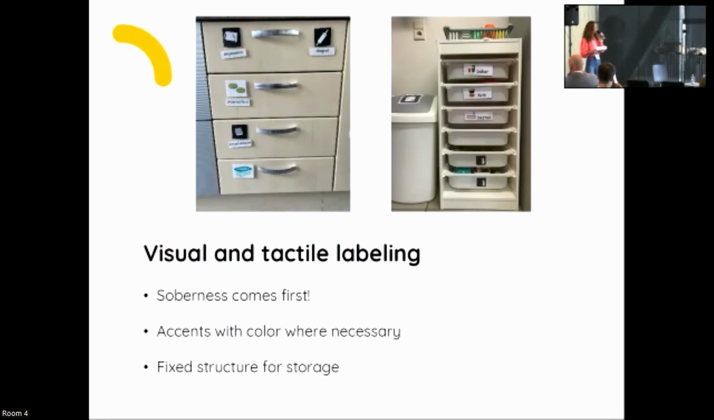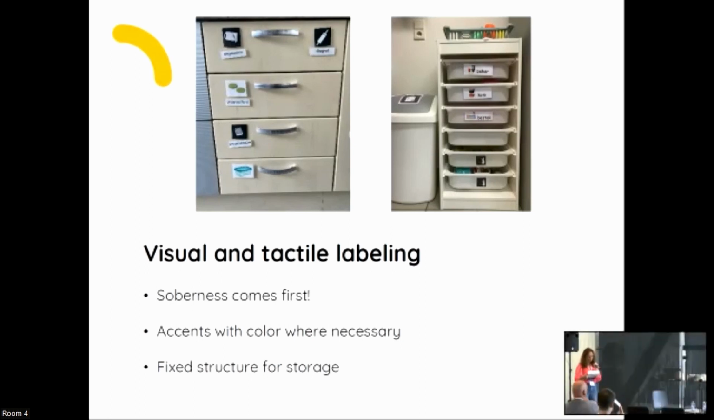To make clear what's inside a slide or what's inside a non-transparent box, we use visual and tactile labeling. You can use braille indication, you can use brand paste, you can use colors, markings, but make sure that sobriety comes first. You have to do it in a fixed structure, and I tell it a few times, also in a uniform way.